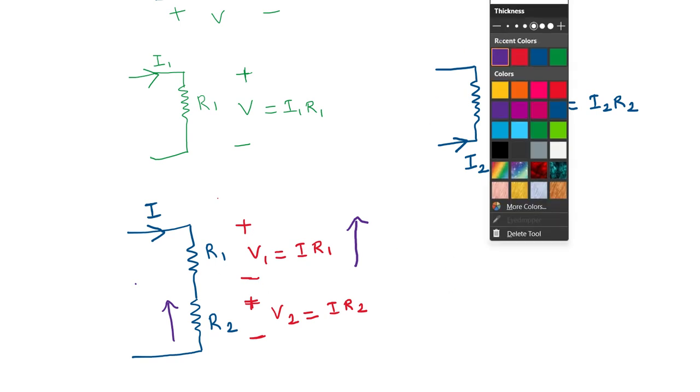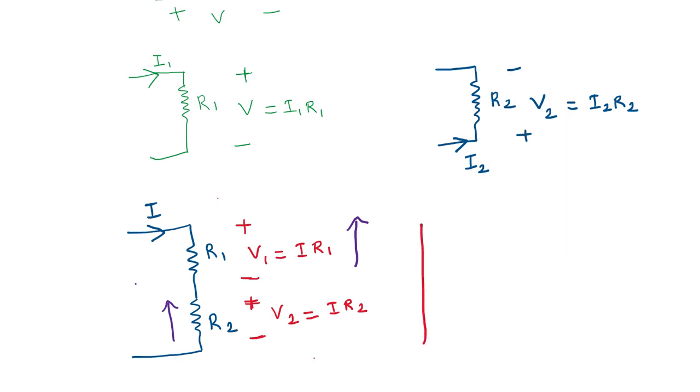So the total voltage rise across both R1 and R2 will be this. So the net voltage rise V can be given as the sum of the voltage rises V1 and V2. So V is given as V1 plus V2. So this current I is setting up a total voltage of V across R1 and R2 put together.